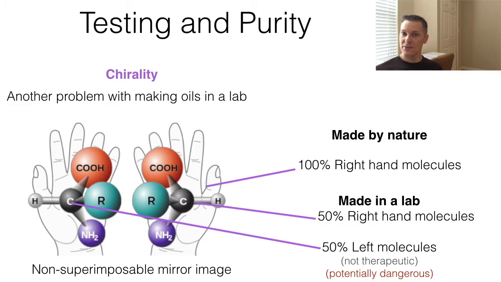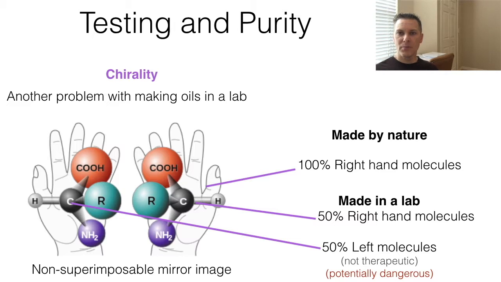So similar to your hands, right? Your right hand and your left hand are mirror images, and they can't be superimposed. Now, the interesting thing with synthetically produced molecules in the lab, we get exactly even left-hand and right-hand produced molecules, so it's a 50-50 ratio. Nature, however, produces only one orientation, so 100% in most cases of this one chirality.